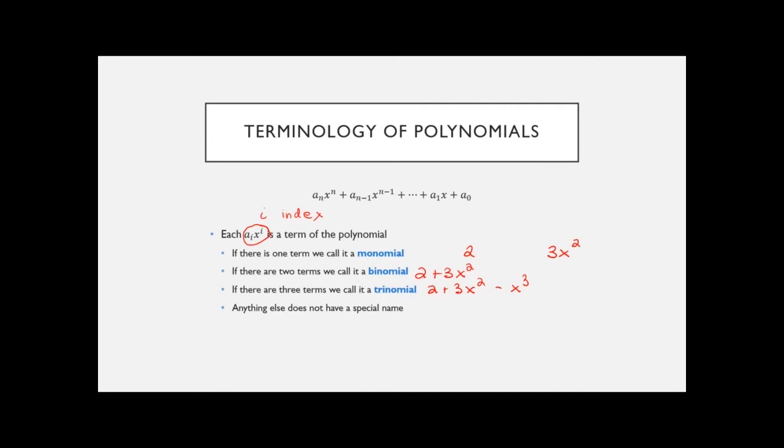Anything larger than 3 terms, we don't have a special name. The reason we have special names for 1, 2, and 3 terms is because those are the ones that you see most often. Understanding that language, especially binomial and trinomial, is really important. You're probably not going to see monomial so much, but you will see the terms binomial and trinomial as we move forward.